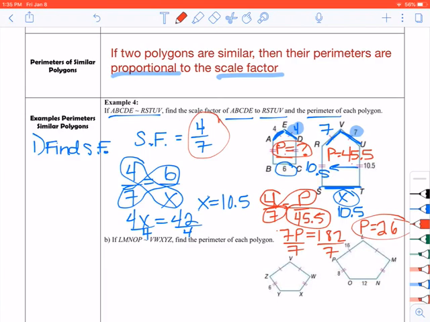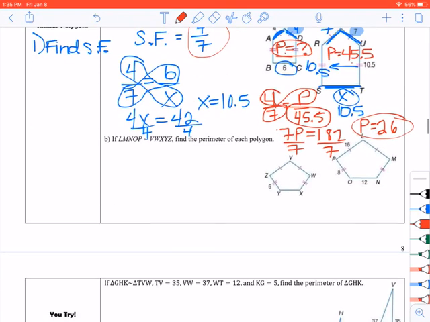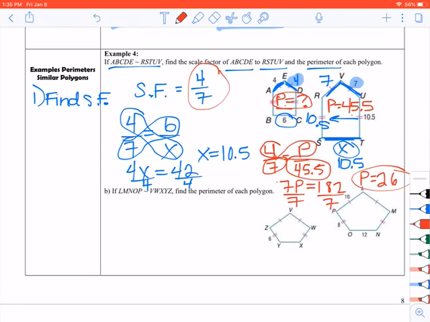Okay, so just like with the sides, I can set up a proportion comparing the scale factor to the perimeters. We'll do that again for this next problem. So this time it gives us a similarity statement. LMNOP is similar to VWXYZ. And it says find the perimeter of each polygon. So I need to start with finding my scale factor again.